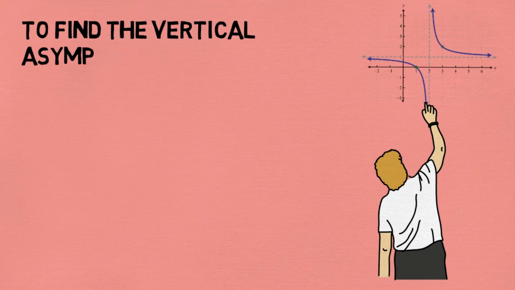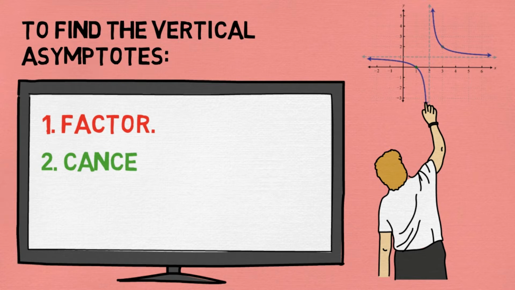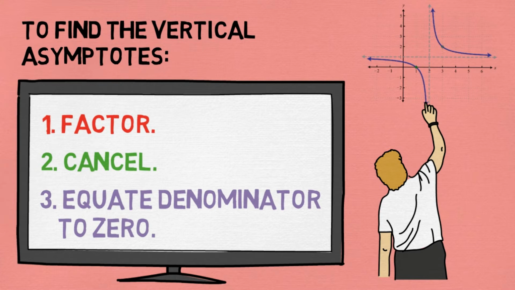To find the vertical asymptote, first step is to factor. Factor anything that is factorable in the expression. Second, cancel. Cancel out the terms that are just the same. And then the last step is to equate the denominator to 0.